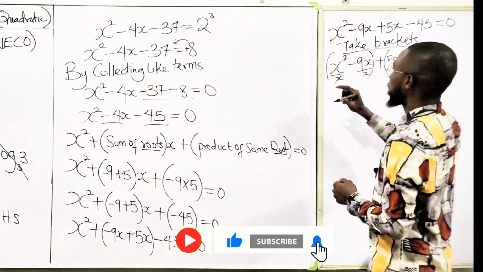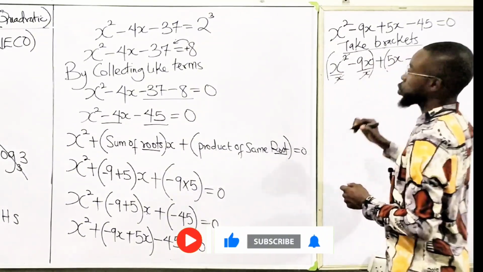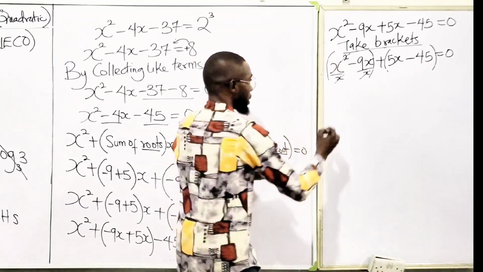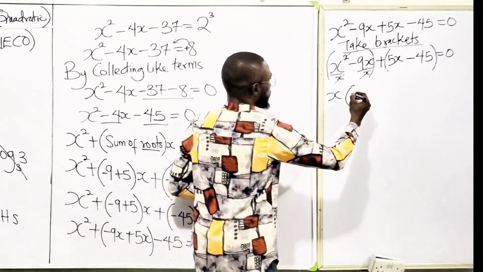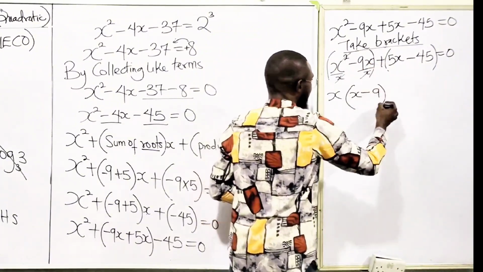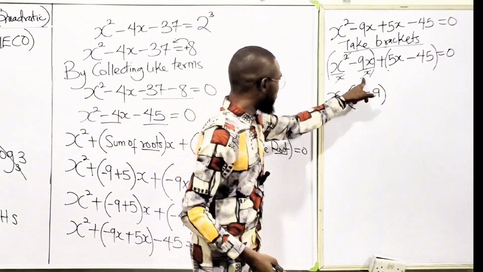X will cancel x here, remaining 1. X will cancel this one out. So by doing this, I can say, let's bring x out. We'll be left with what? 1x, because x has cancelled, right? Minus what? Just 9. The x you use in dividing, factor it out.